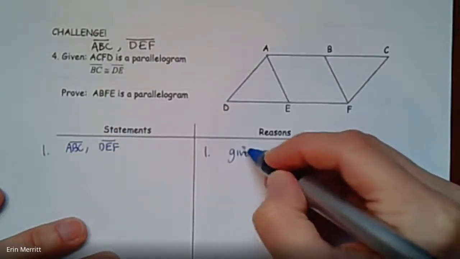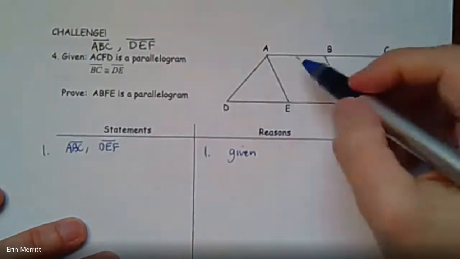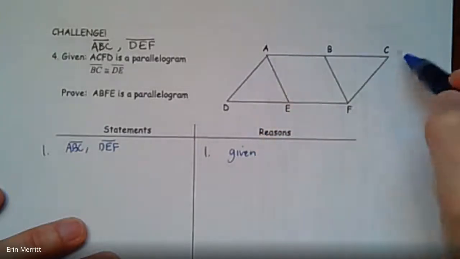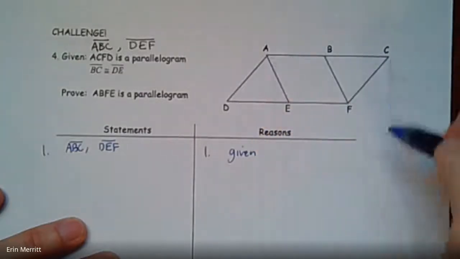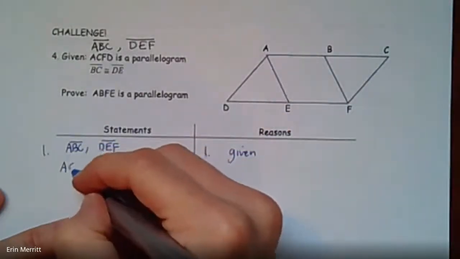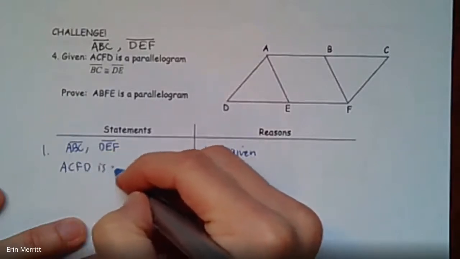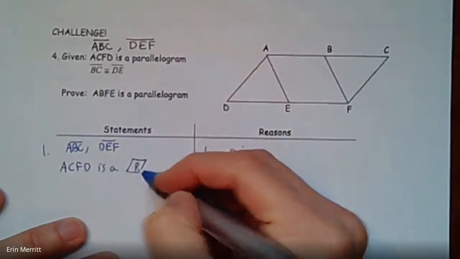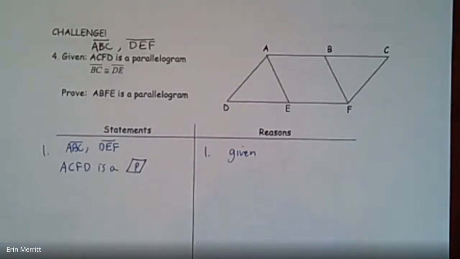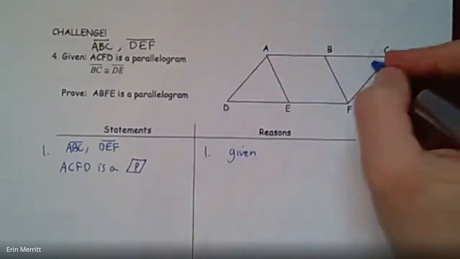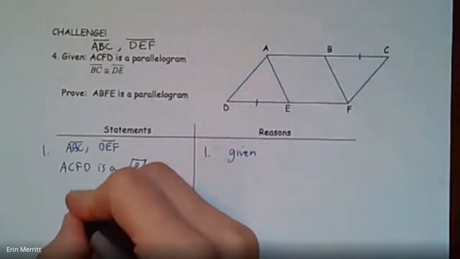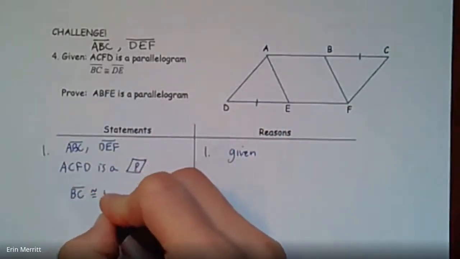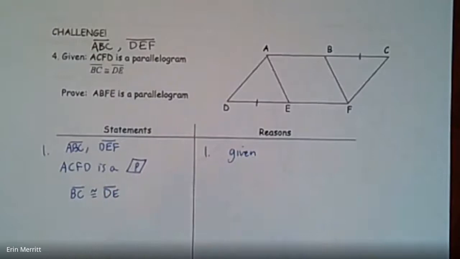All right. Let's see. We're told that A, C, F, D, so this big quadrilateral, is a parallelogram. Cool. And then we're also given BC is congruent to DE. If you want to throw it in there now, go for it. So BC is congruent to DE. All of that is given.